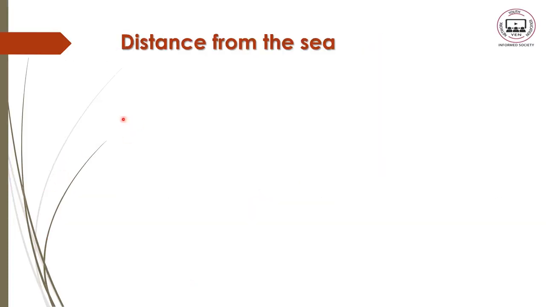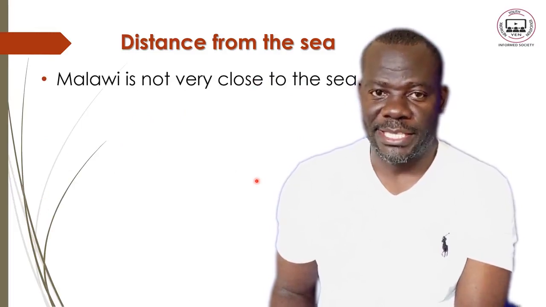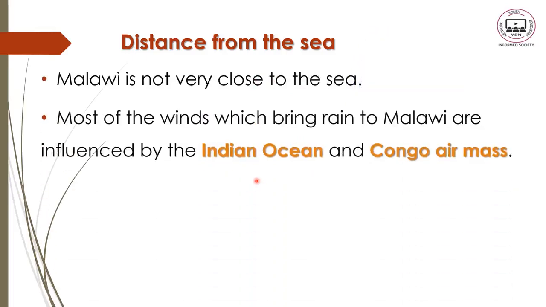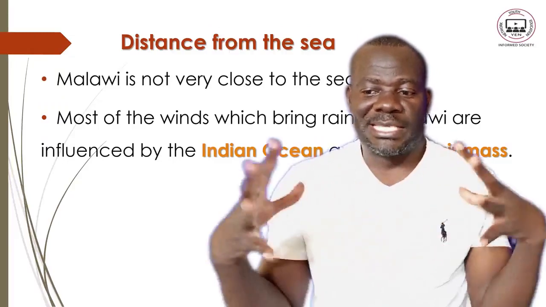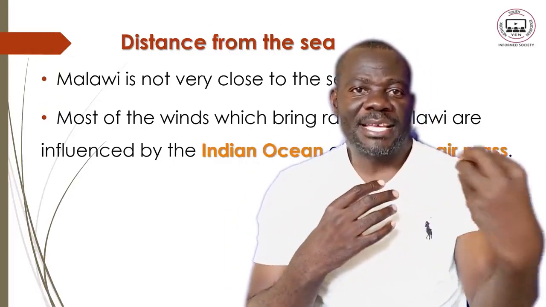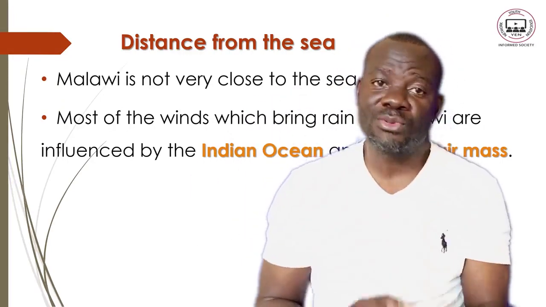And the last one now is the distance from the sea. Malawi is not very close to the sea. We should know that. As a result, most of the winds which bring rain to Malawi are influenced by the Indian Ocean and the Congo air mass. So because Malawi is not very close to the sea, the winds that bring rain to Malawi are influenced by the Indian Ocean and the Congo air mass.